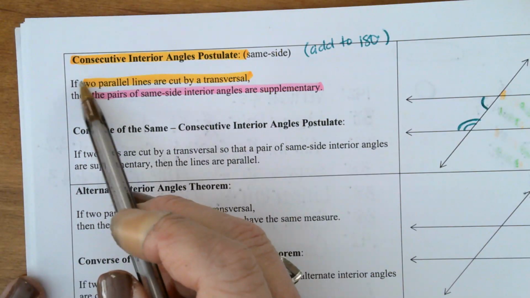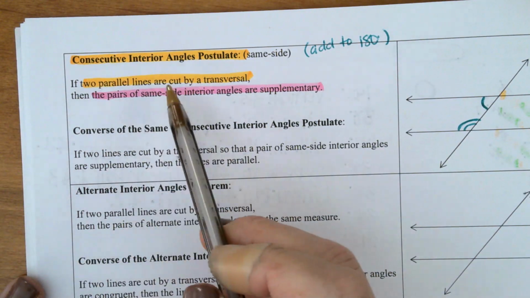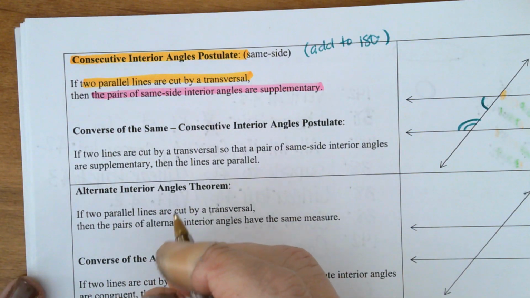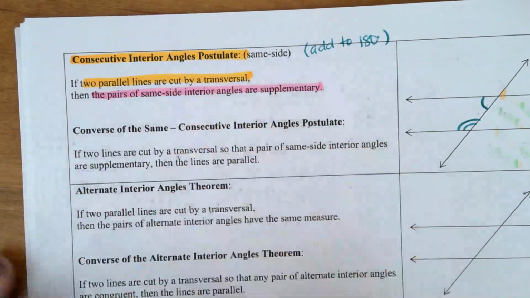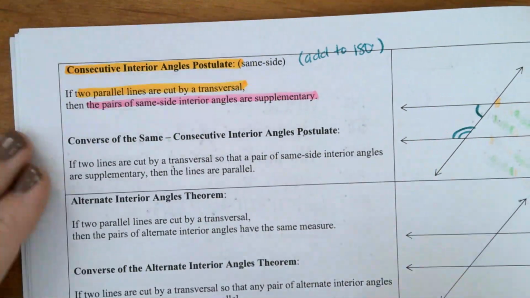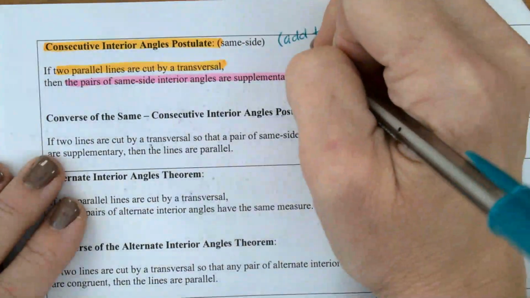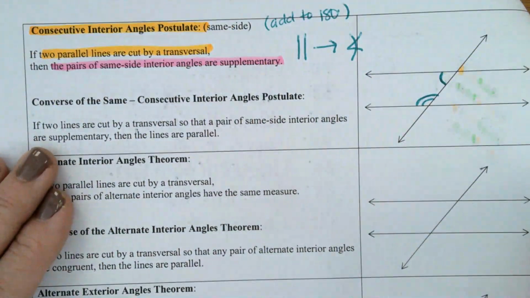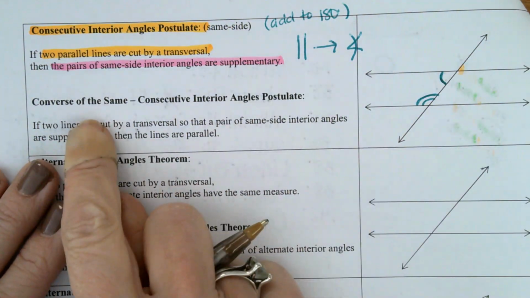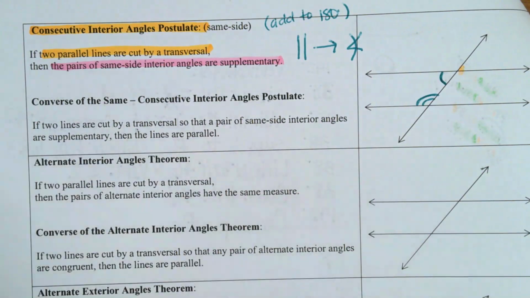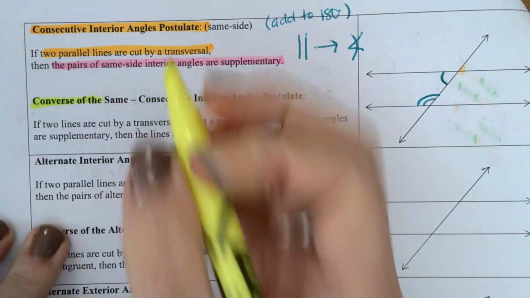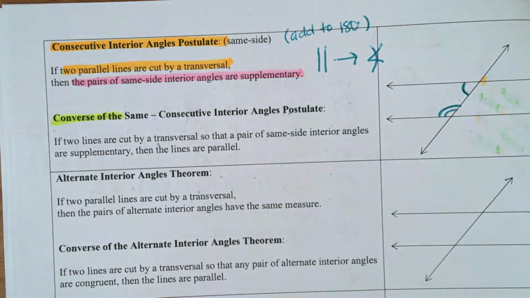Because the lines are parallel and create consecutive interior angles, this postulate would be the answer. So here we're going from parallel lines to angle relationship. That's what's happening there. But if it's the converse, and this is important, a lot of students will leave that off. They will leave off converse. You can't leave that off.